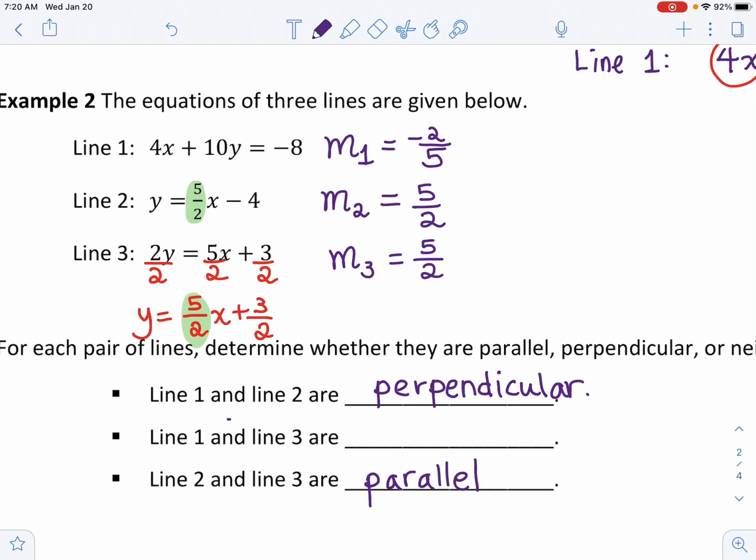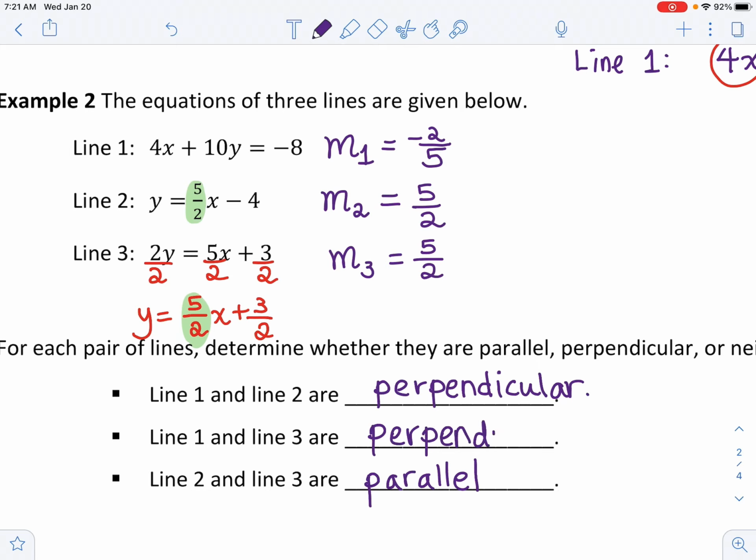Now, I need to compare line 1 and line 3 too. Let's see. Line 1's slope is negative 2 over 5. Line 3's slope is 5 over 2. They are opposite reciprocal, right? So, I'm going to say they are perpendicular.